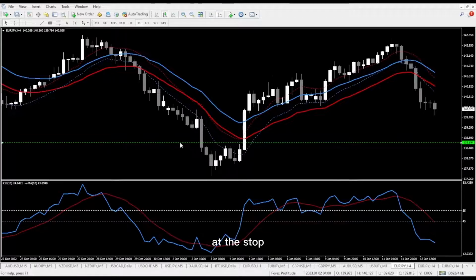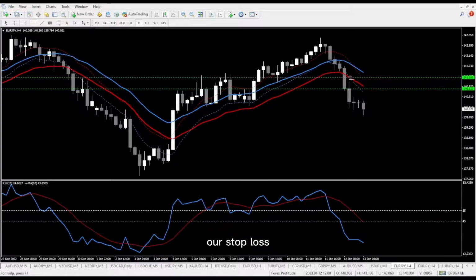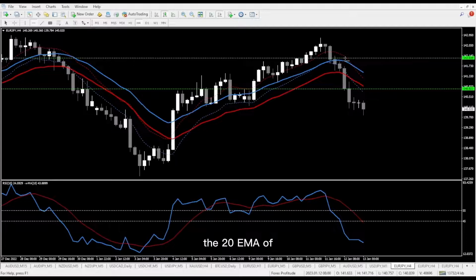Now, if we take a look at the stop loss placement for the sell trades, again, we've got two of them here, so we'll look at both of them. Take a look at this current one. This is the sell trade. This is the current sell trade. Now we have the close of that candle below the 20 EMA. So our stop loss now is going to go above the high, above this blue 20 EMA. So our entry is at this level right here, and our stop loss goes just above the 20 EMA of that signal candle.